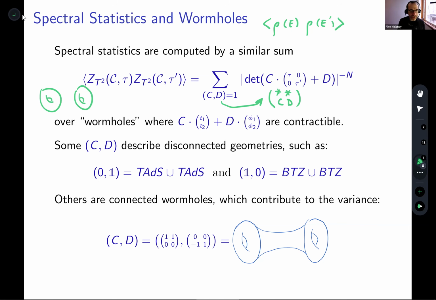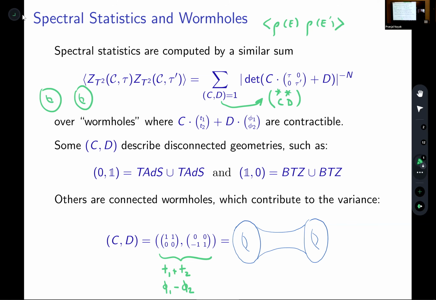But then more interestingly, there are going to be other contributions which correspond to connected wormholes. So for example, if you look at this pair of matrices here, what is that telling us? That's telling us that T1 plus T2 and phi1 minus phi2 are contractible. What does that mean? That means that phi1 is equal to phi2 and T1 is equal to minus T2. Here, T and phi label the different cycles on the boundary torus. And so you can see that this corresponds to some connected contribution, which schematically would be of the form of a torus times an interval. But there's a question.